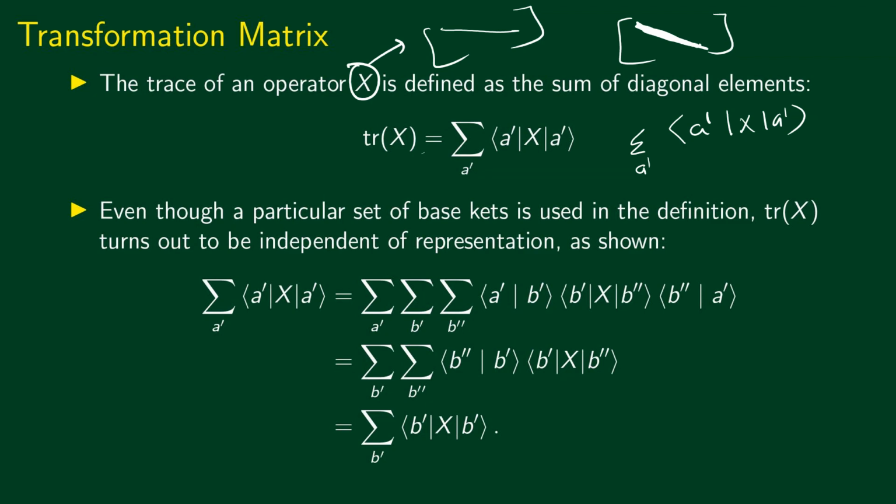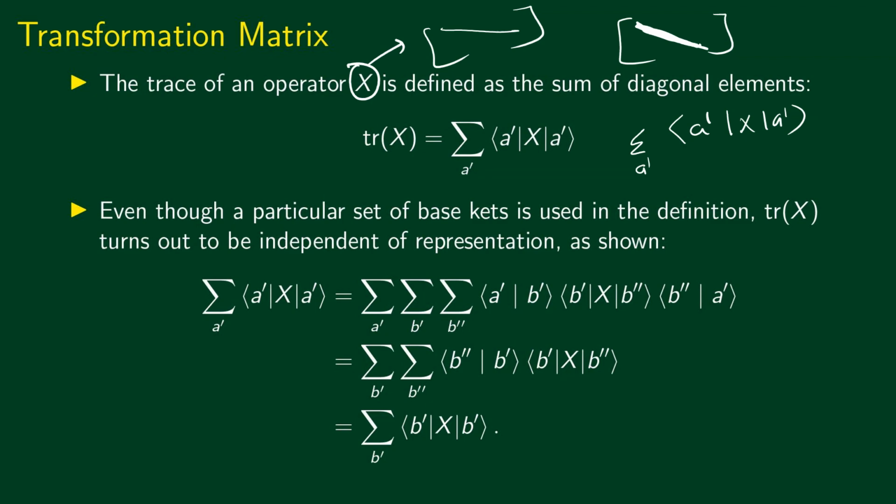Okay. Now, even though a particular set of base kets is used here, you can ask, what if I use some other base kets? There's no problem, because if I use another base ket, the trace does not change. You might have already guessed this, because in matrix algebra you might have seen that a similarity transformation does not change the trace or the eigenvalues of a matrix.